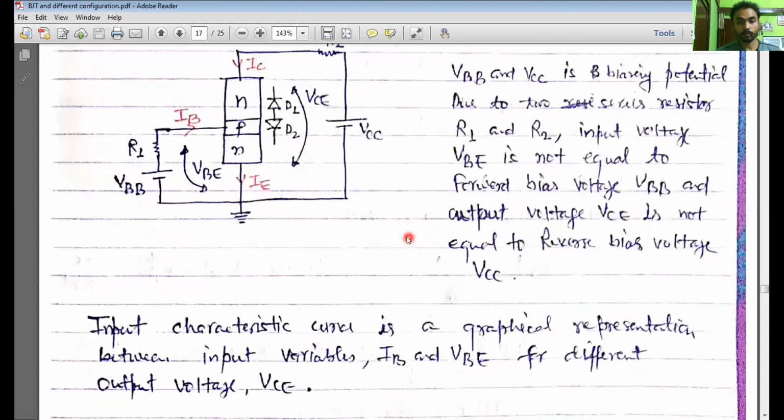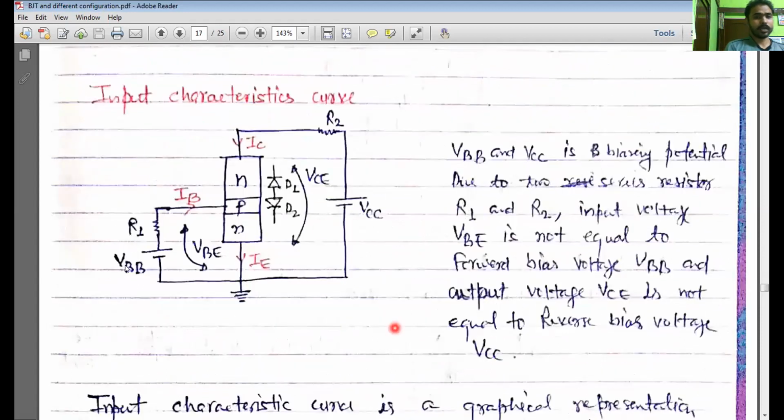Okay, good. Now this is the complete circuit diagram. At first I had not added R1, and I told you that I purposefully did not add it, just to remind you what the difference is between VBB and VBE. Now I have added the resistance R1. Now you can understand that VBE will be VBB minus IB R1.